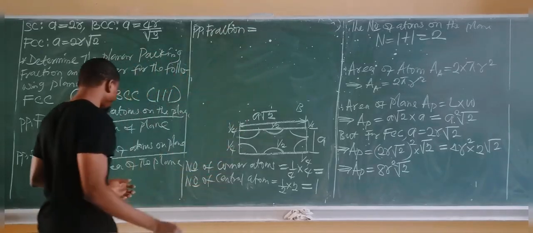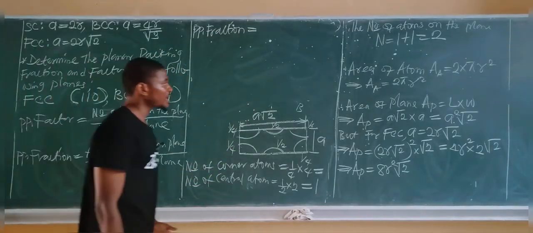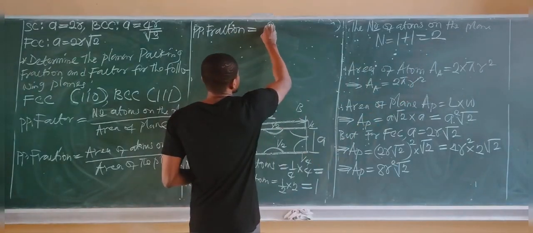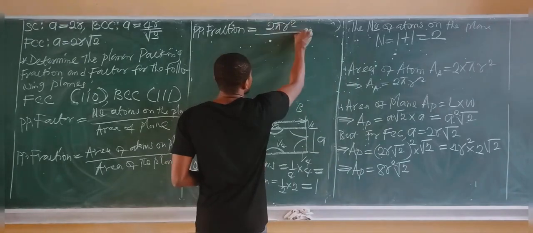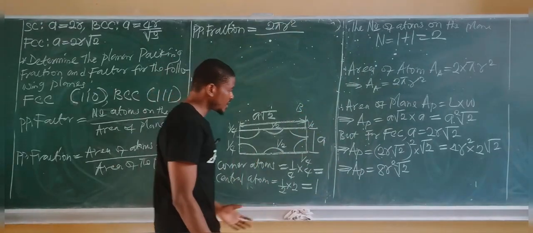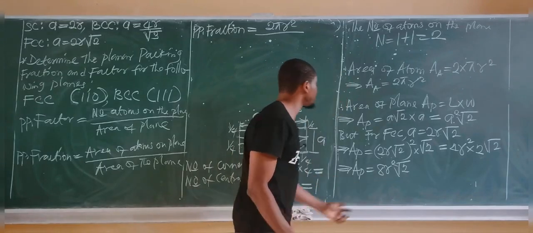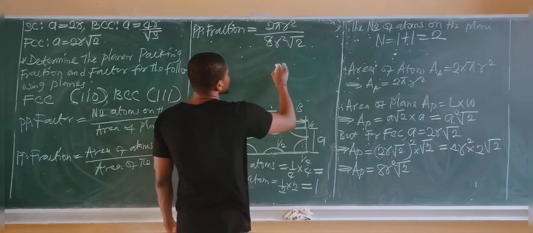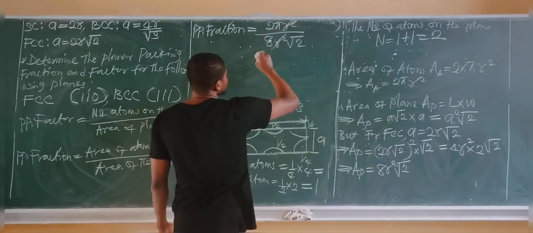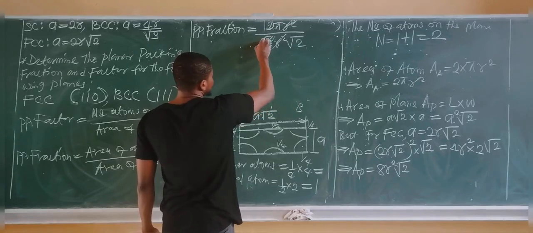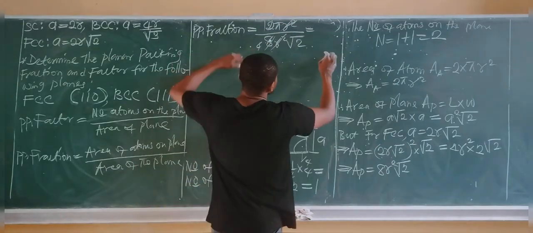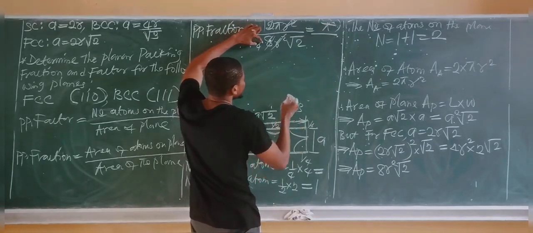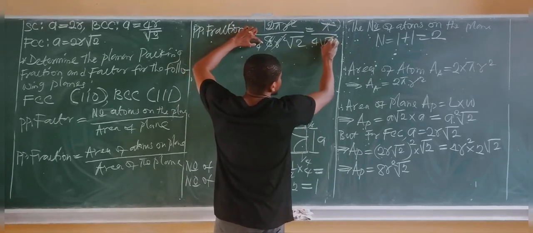Okay, this is equal to, we said, area of atoms on the plane over the area of the plane. The total area of the atoms we obtained to be 2 pi r squared. That is simply 2 pi r squared all over the area of the plane itself, and for the area of the plane we had 8r squared root 2. So notice now that r squared cancels r squared. 2 goes into 2 once, 2 goes into 8 four times. That means at the numerator we have pi, all over, at the denominator, 4 root 2.